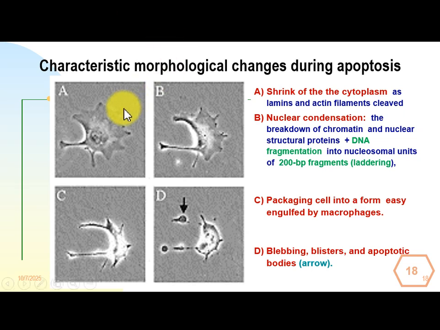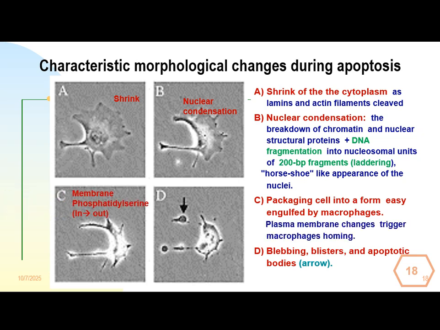So you will see shrinking of the cytoplasm and kind of unsmooth cell membrane. B is the nuclear condensation right here. Because of the breaking down of the chromatin and the nuclear structure, the DNA will be aggregated at one spot. Everything just tangling at the same spot, and that causes the condensation of the nuclei.